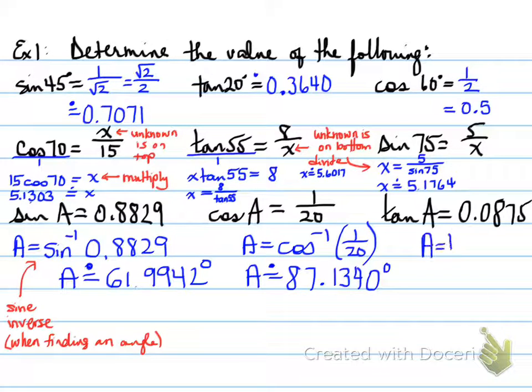Last one, tan A is equal to 0.0875. Take the inverse. A is equal to the tan inverse of that value. And that will give you a number of 5.0006 degrees. That's the last value there. Okay, moving forwards. Now let's look at a real example.